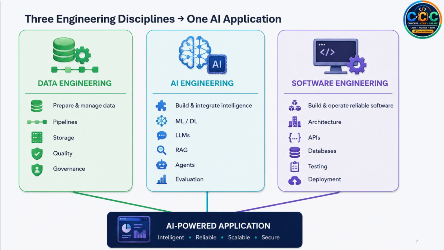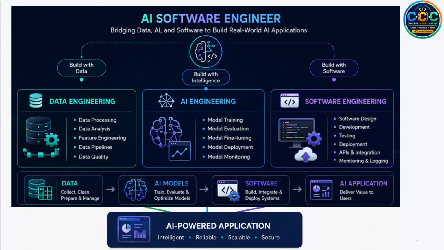The three engineering disciplines, one AI application. Data engineering is for preparing and managing data pipelines. AI engineering is for building, integrating, and evaluating AI models, whereas software engineering is to build and operate reliable software architectures, including APIs, databases, testing, deployment. So, when you combine all these disciplines, you can build AI powered applications. For the AI software engineer, all these skills are required.